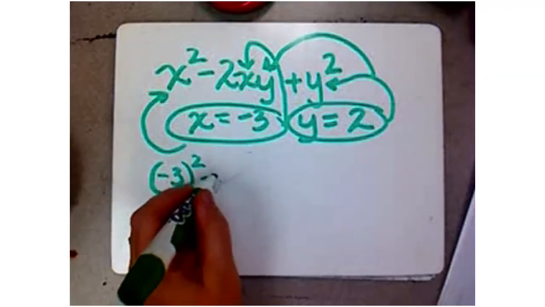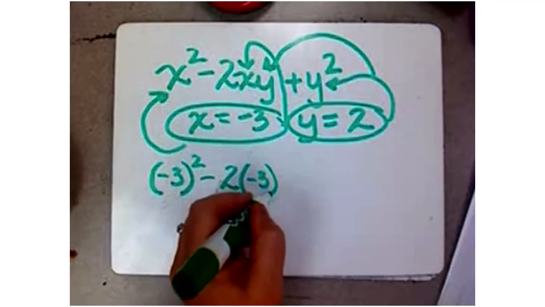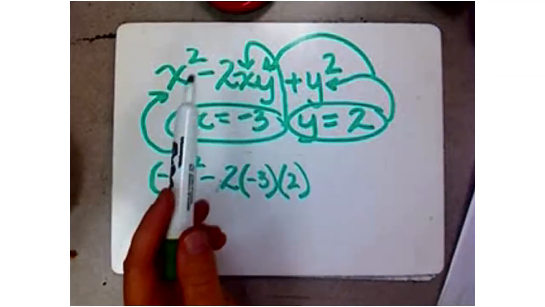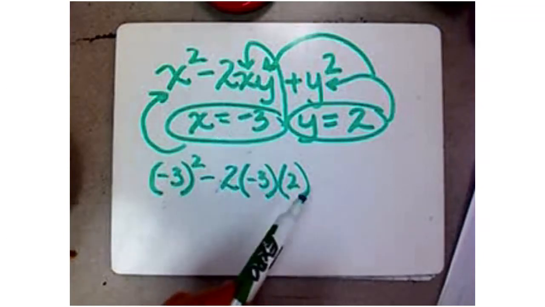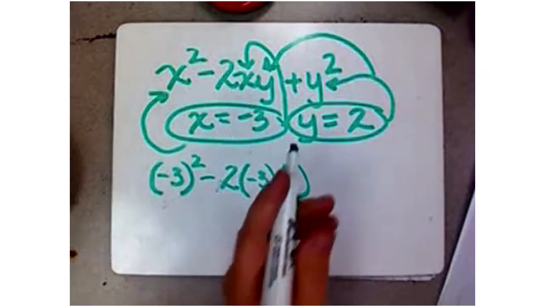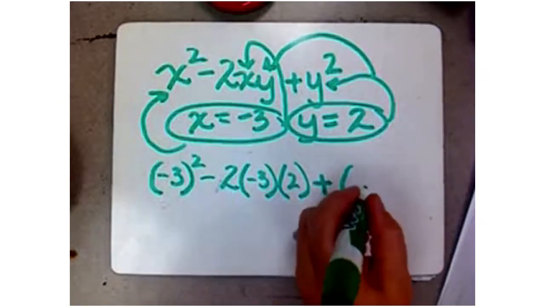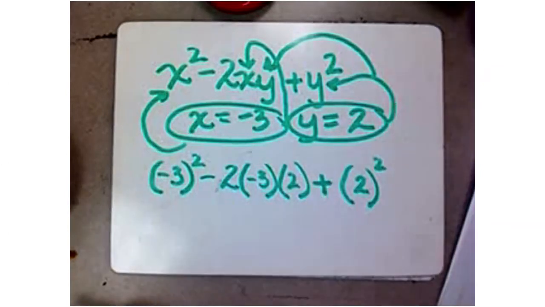Then we have minus 2, open paren, -3, close paren, open paren, 2. So instead of writing 2xy, now we write 2, and then we substitute in -3 for x and 2 for y. And then we write plus, and then the y squared. Notice I'm going to do open paren, 2, close paren squared, just in case. Just get in the practice of writing those parens so you don't get yourself in trouble with the exponents.